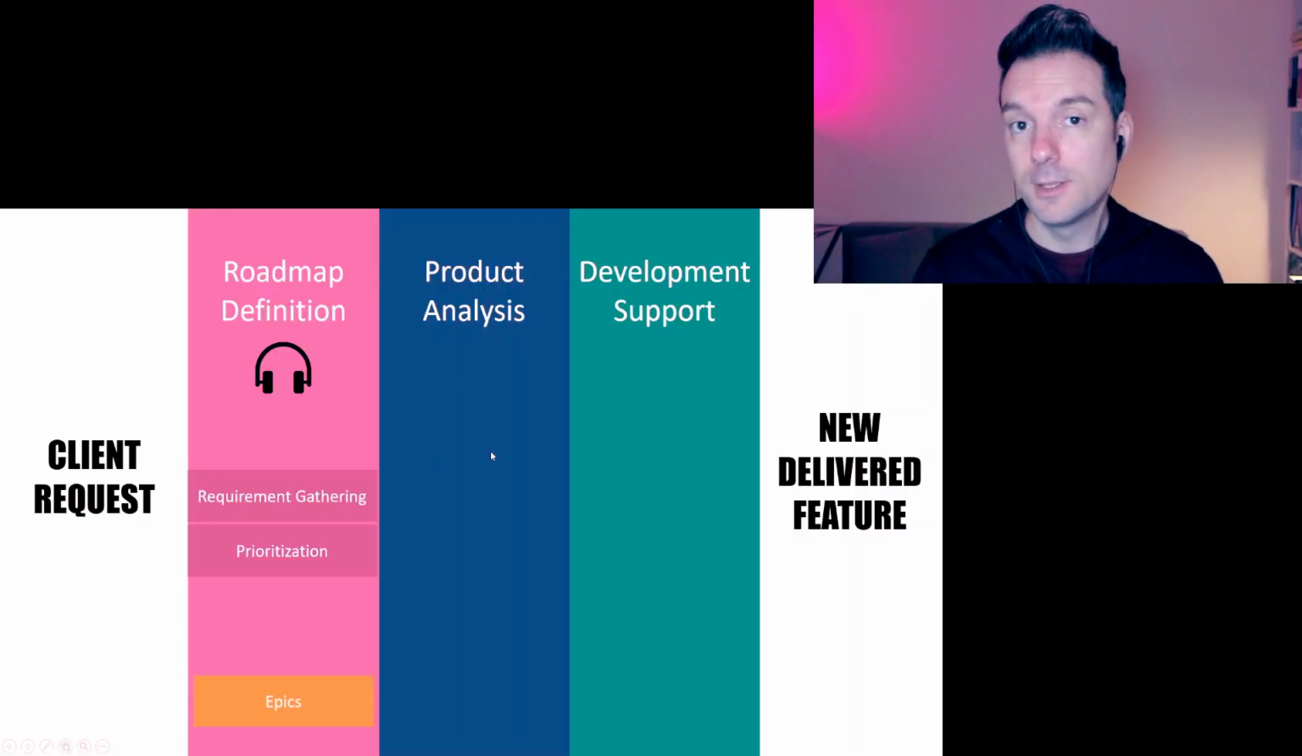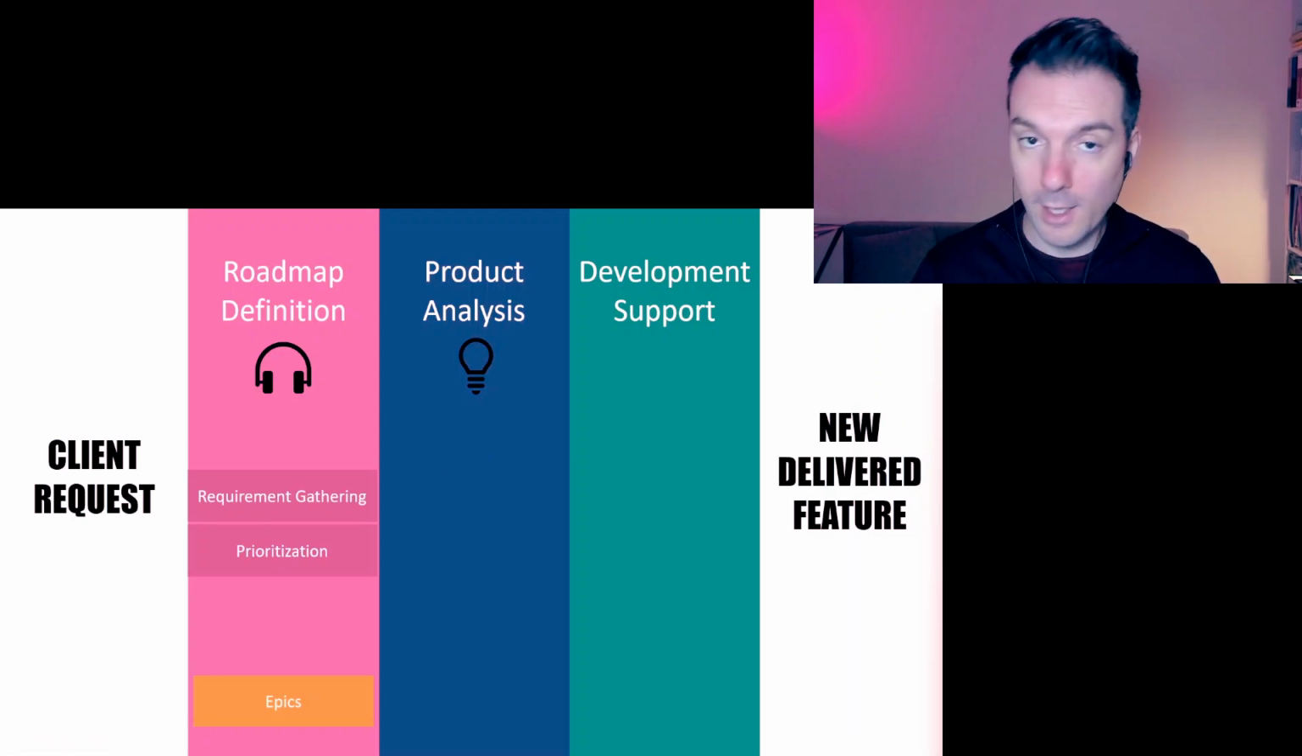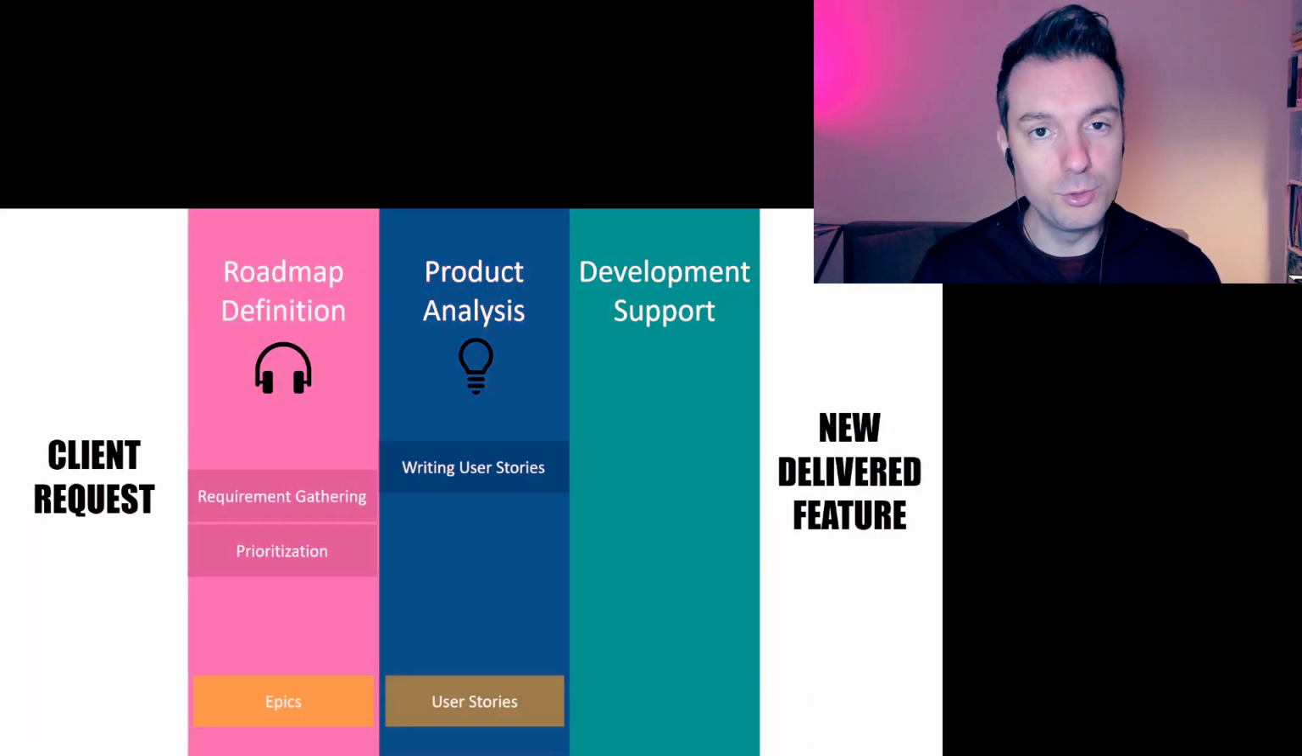Product analysis. The icon I chose for this phase is a light bulb. And that's because this stage is where the ideas rise. During the product analysis, as a product owner, I break down epics into user stories, which are more manageable pieces. I do that by translating the customer requirements into a clear language for the development team and the quality analyst.